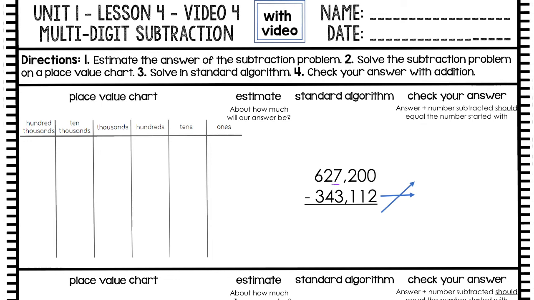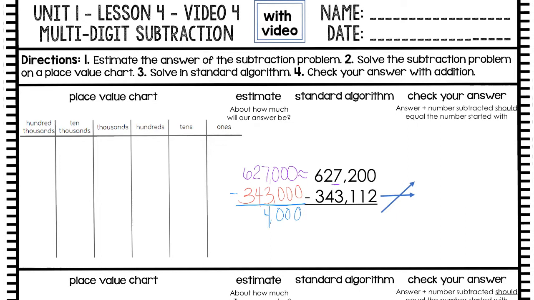So I can see that that is about 627,000. Now if I am going to round my second number, 343,112 to the nearest 1,000, it's going to round down to 343,000.